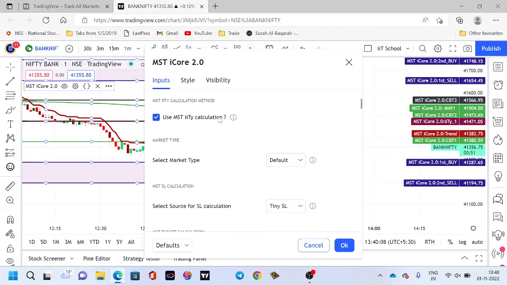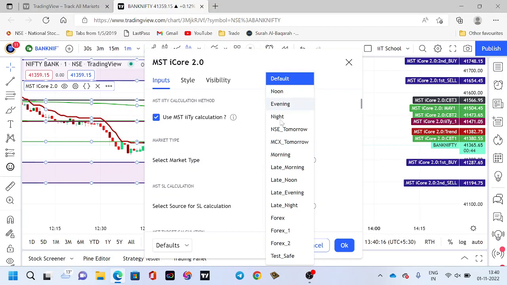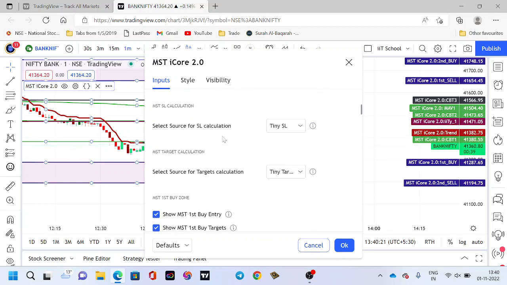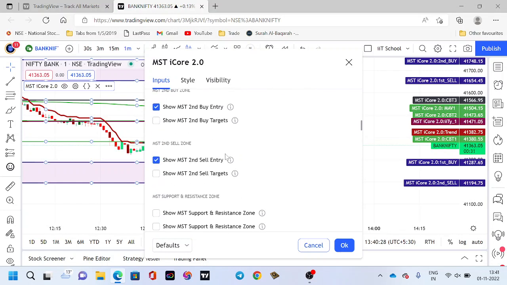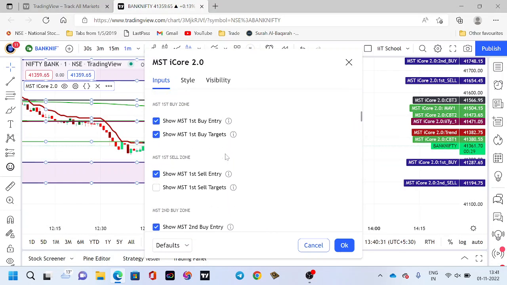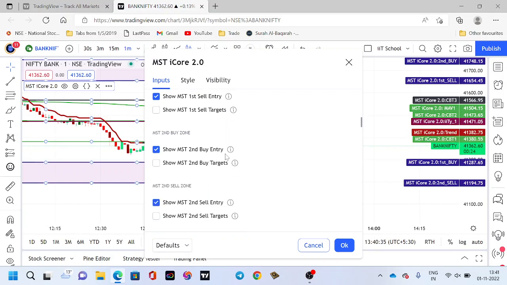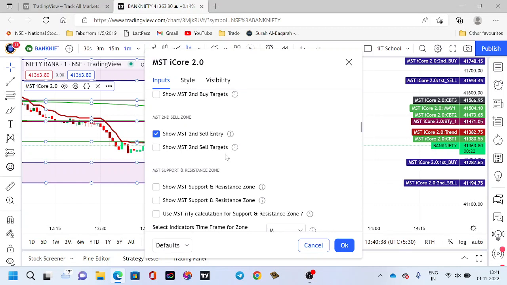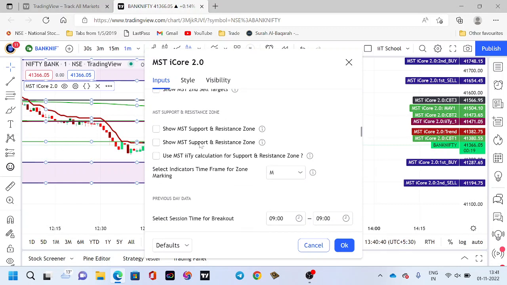Then, if you want, you can use this IIT calculation based on the situation that we will teach you. Then market type we have given, whichever you want, whichever time you want to trade. Then SL calculation: you can use tiny, very tiny or small SL, whatever you want. Then first buy entry, first buy targets, first sell entry, first sell targets, and second buy and second sell targets are also given. Then the major next support and resistance are also given.